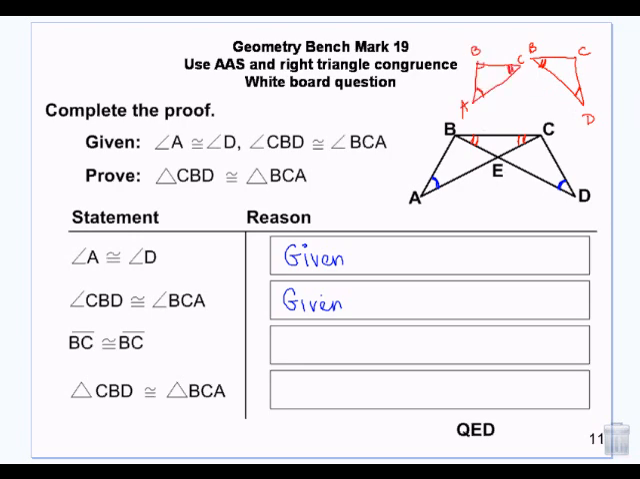Okay. So I have two angles. So I have angle and angle, angle and angle. Okay. BC is the same as itself, right? You're always the same as yourself? Okay, so that's reflexive. I was just looking at the picture wonky. So I have angle, angle, side. Do you see that? Angle, angle, side.